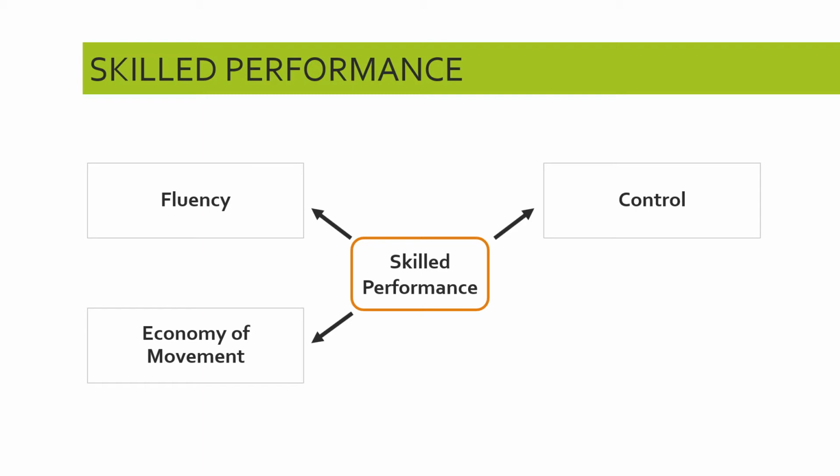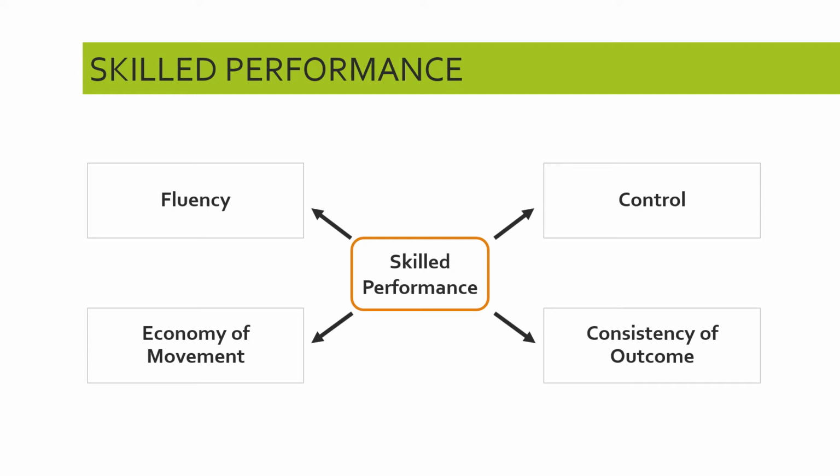So essentially what we mean here is there's no wasted energy. There's no wasted movement. It's coordinated. It's put together in such a way that there's no waste of effort in the movement. And so obviously all these things combine together in some way. So fluency, control, economy of movement, and also importantly, consistency of outcome.